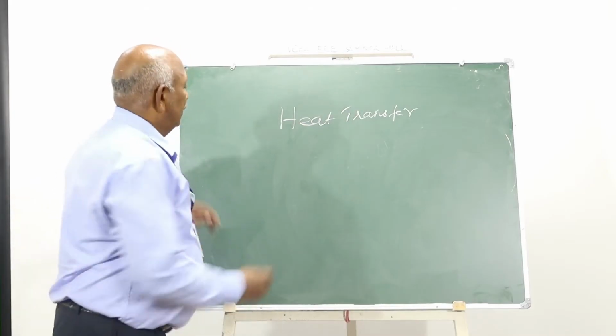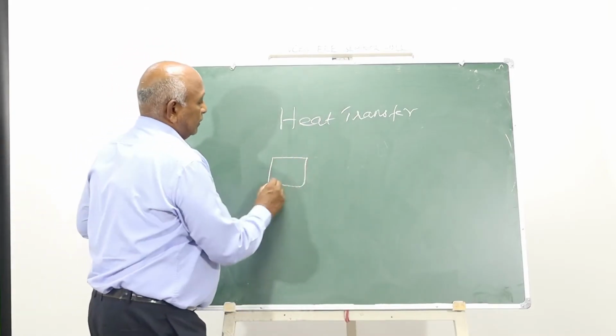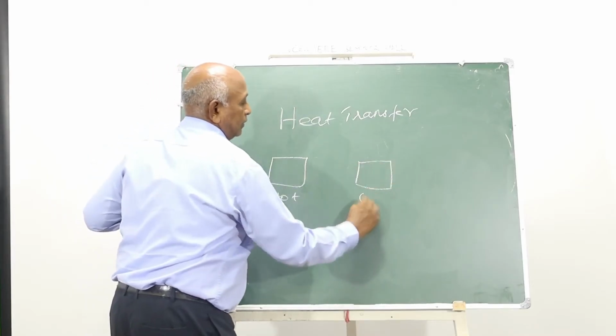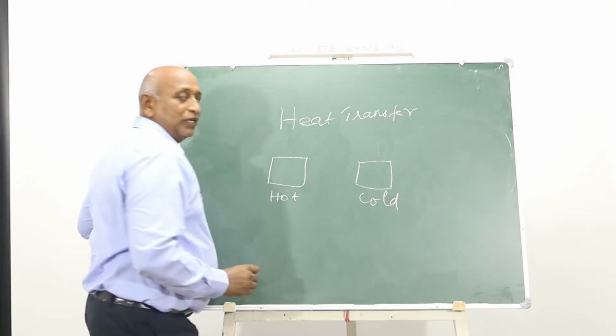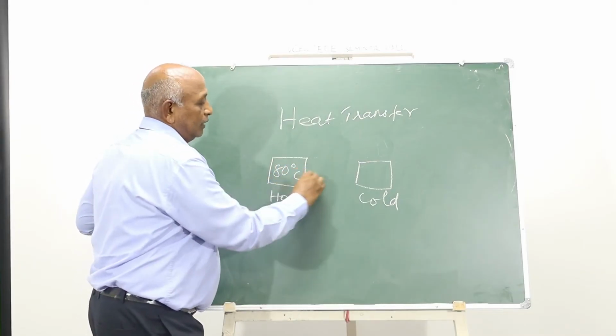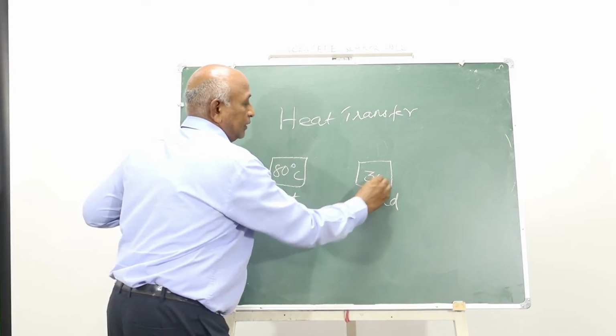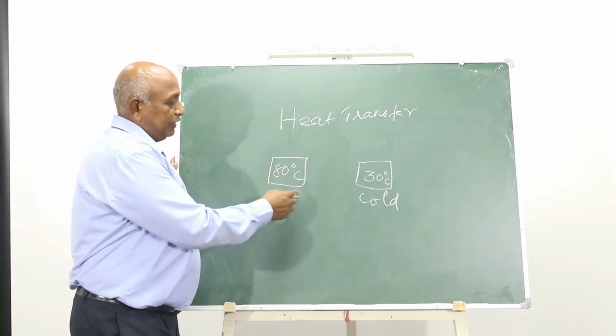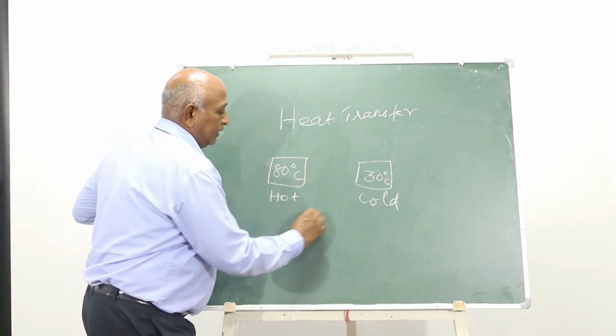For example, if you take two bodies, one is hot, another one is cold, you assume that the temperature of the hot body is around 80 degrees Celsius and the cold one is at 20 degrees Celsius. Here, the temperature difference between hot and cold is 60 degrees Celsius.